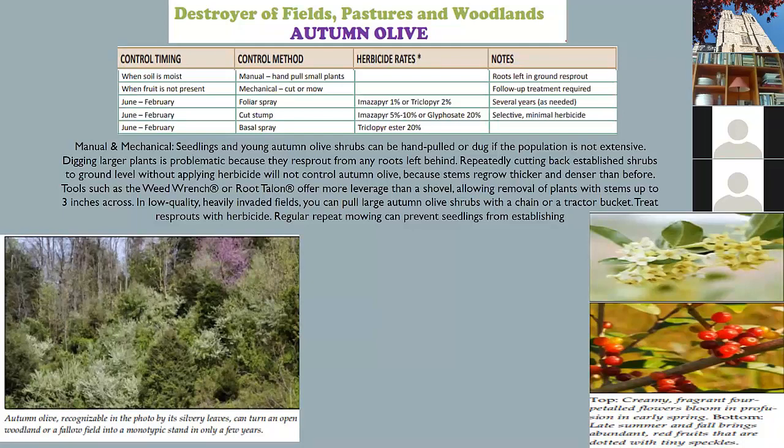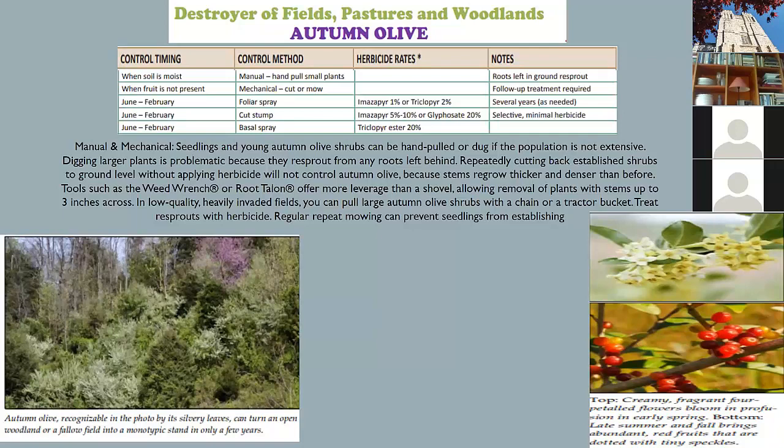Digging larger plants can be problematic because they can re-sprout from any roots left behind. Repeatedly cutting back established shrubs to the ground level without applying herbicides will not control autumn olive because stems regrow thicker and denser than before.